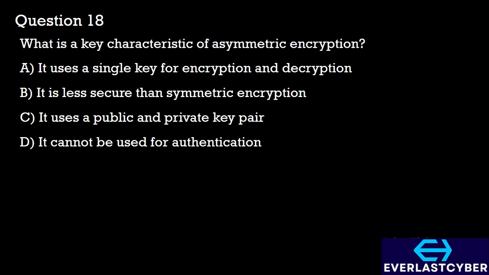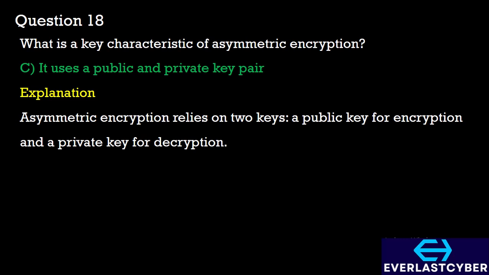In option D, asymmetric encryption is frequently used for authentication, especially in protocols like SSL, TLS, and digital signatures. So, from these options, the key characteristic of asymmetric encryption is that it uses a public and private key pair, and that is option C.